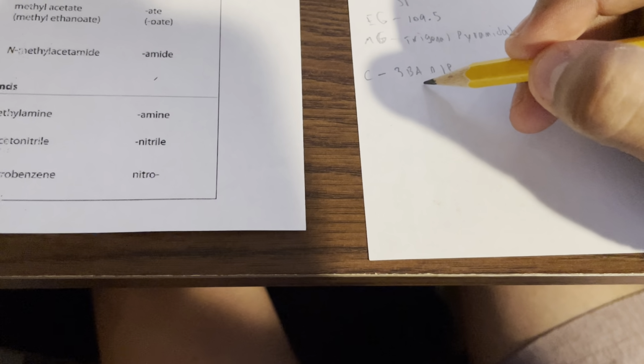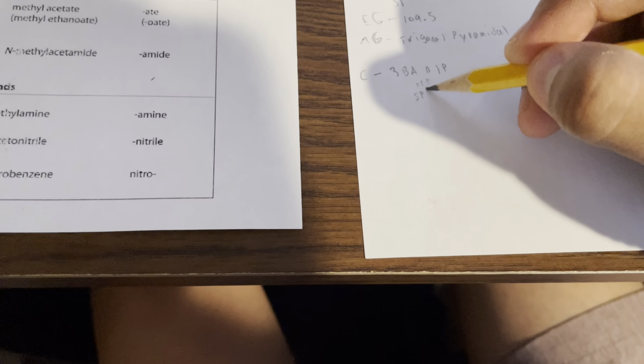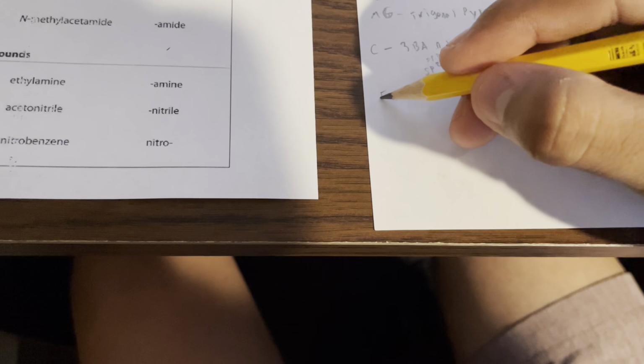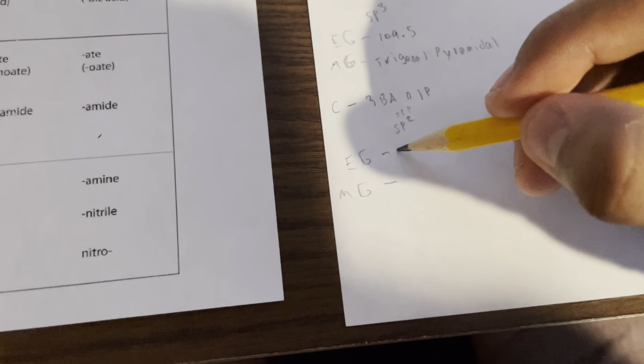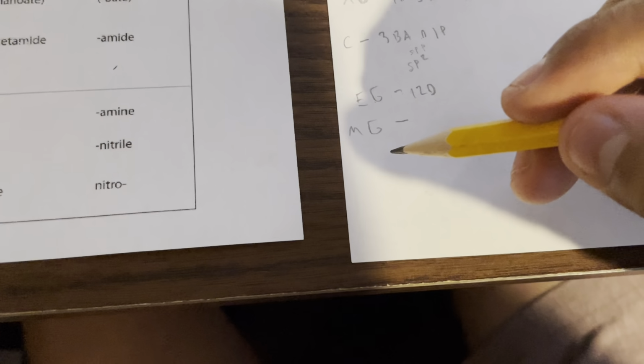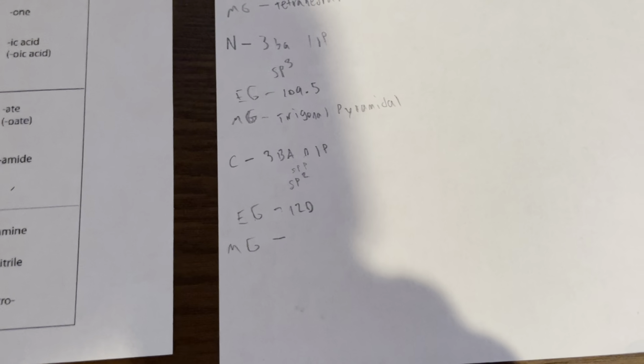So it's going to be sp2. And then electron geometry and molecular geometry is going to be, since there's 3, it's going to be 120. Molecular geometry is going to be 0 lone pairs, so it's going to be trigonal planar.